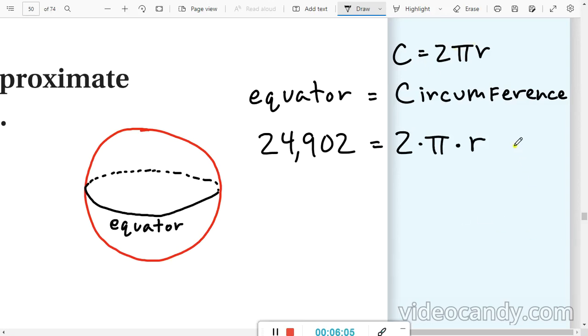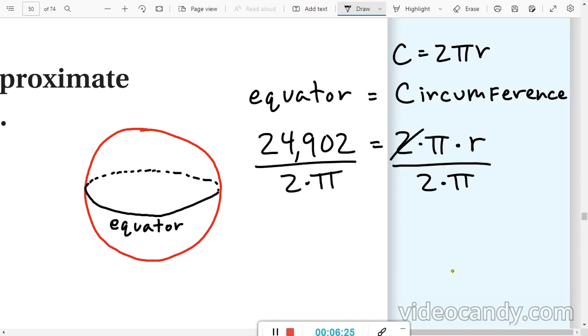Now, if we want to find surface area, we need to solve for r. Since r is times 2 pi, the opposite of times 2 pi is divided by 2 pi. So I apply that to both sides. On the right-hand side, it cancels, 2 over 2, pi over pi. And you just do this on the calculator in order to solve for r.